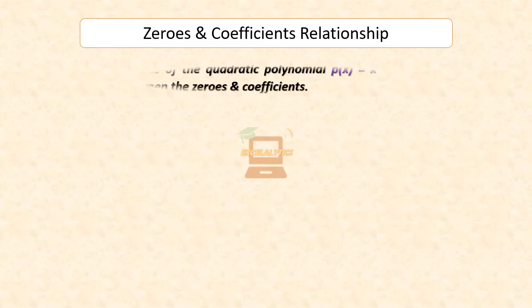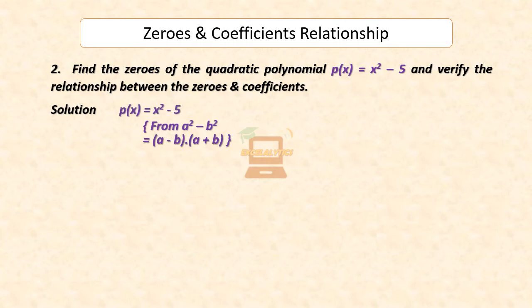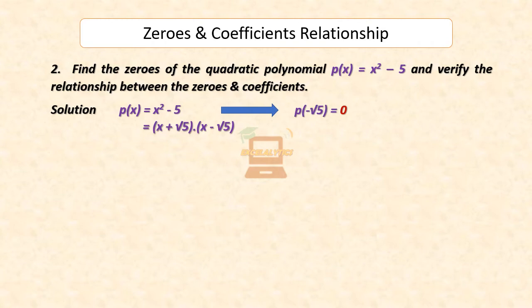Find the zeros of the polynomial x squared minus 5 and verify the relationship between the zeros and the coefficients. From the identity a squared minus b squared equal to a minus b times a plus b, we can write x squared minus 5 equals x plus root 5 times x minus root 5. So, the value of x squared minus 5 is 0 when x equals root 5 or x equals minus root 5. Therefore, the zeros of x squared minus 5 are root 5 and minus root 5.